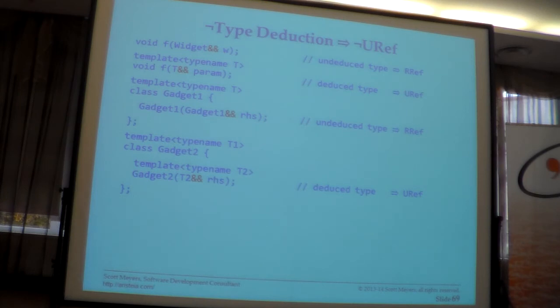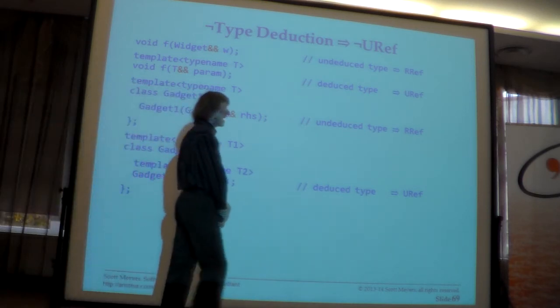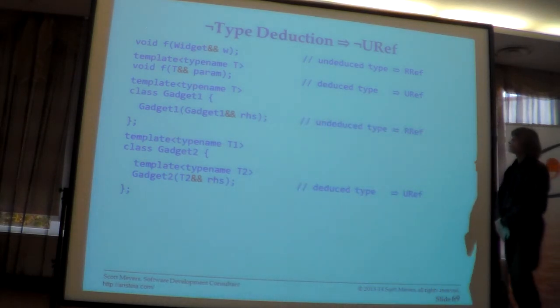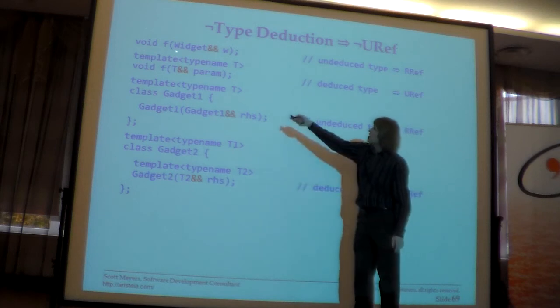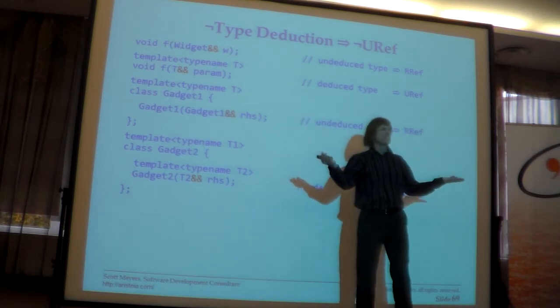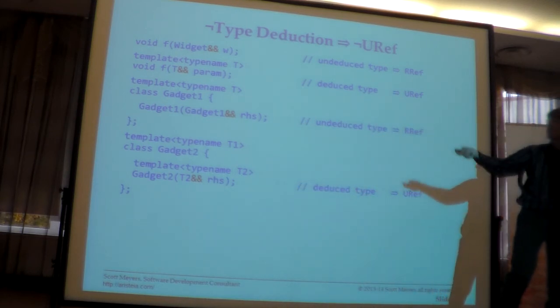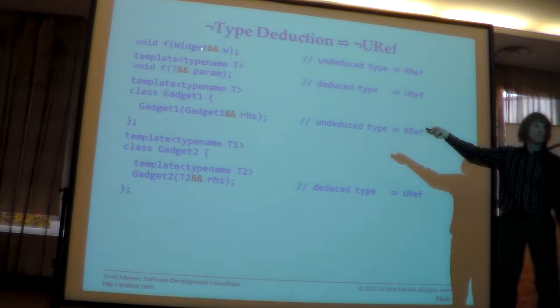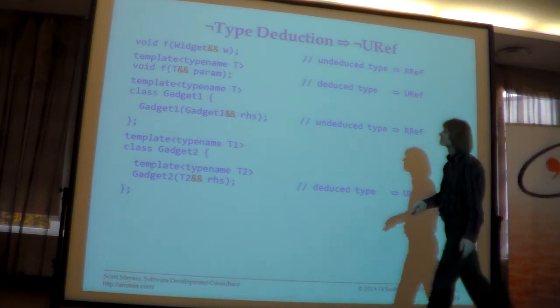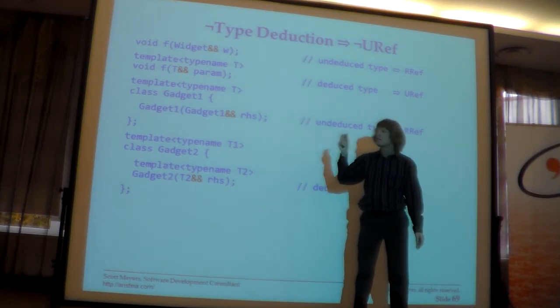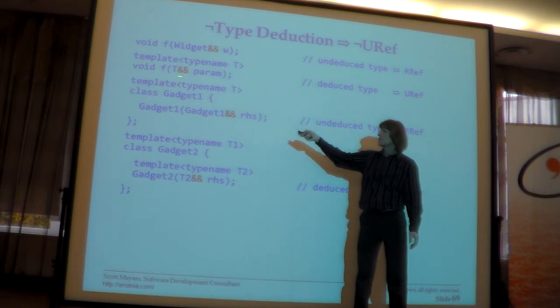If you don't have type deduction, you can't have a universal reference. This function takes a Widget&&. Notice that the widget type is specified. There's no type deduction going on here. It's a widget. This is an R-value reference. Here's a template, T&&. It has the proper syntactic form. The type T will be deduced. This is a universal reference.